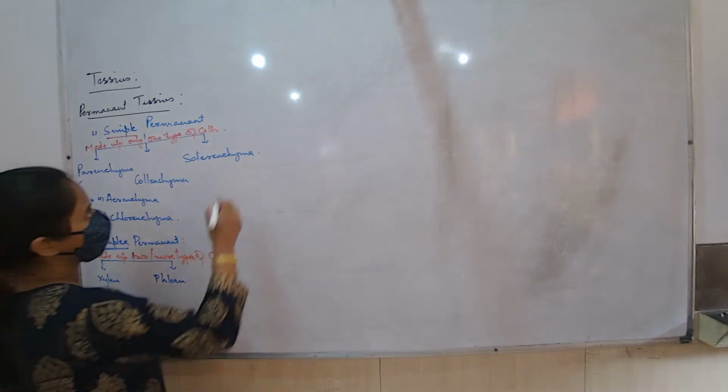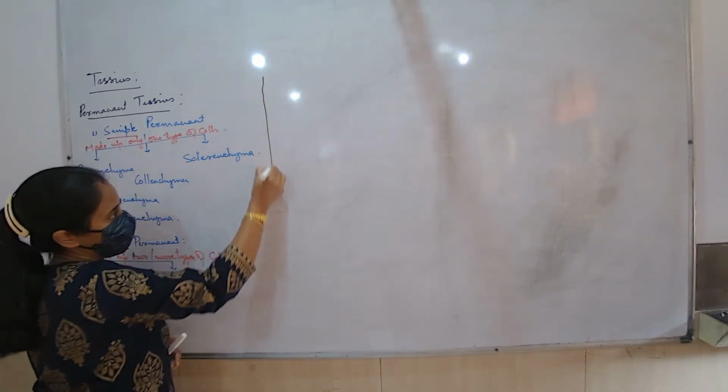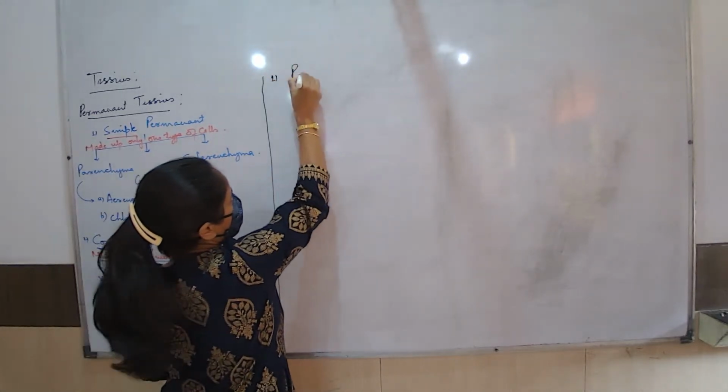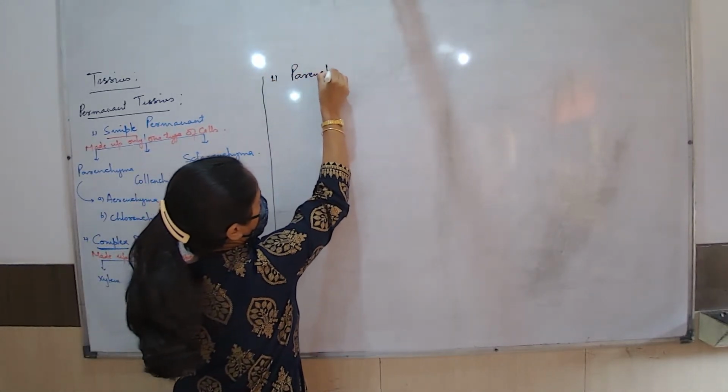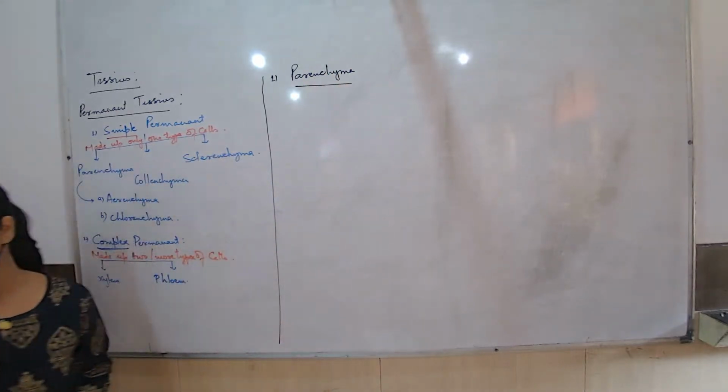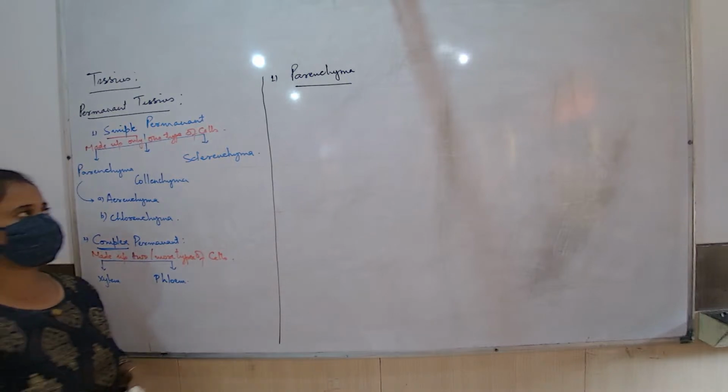Now, when we talk about simple permanent, we are going to understand the differences. There are 3 types. So what are the 3 types? We are going to talk about parenchyma, collenchyma, and sclerenchyma, the 3 major types of tissues.